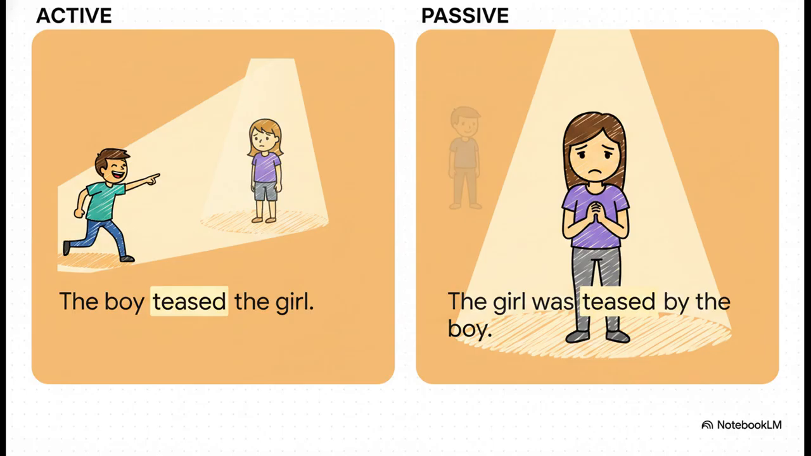Take a look at the left side. The boy teased the girl. Simple, right? Your focus immediately goes to the boy. He's the one doing something. But now, look at the right. The girl was teased by the boy. See what happened? The spotlight just shifted. Now the most important part of the sentence is the girl and what happened to her. Same exact event, but a totally different feel.